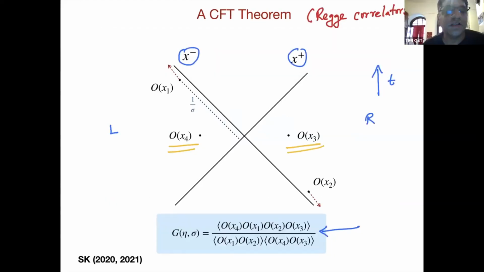Oh, sorry, so you've anti-time ordered your operators. Is this right? No, this is neither time ordered nor anti-time ordered. Well, I thought 2 was to the left of 3 and 4 was to the left of 1. Yeah, so everything in the past is to the left of everything in the future. Let's see, O4, X.